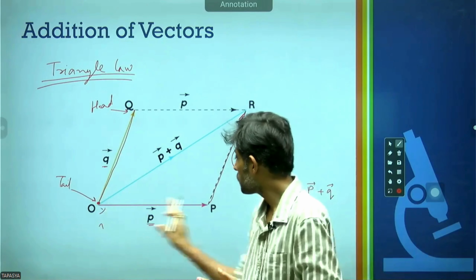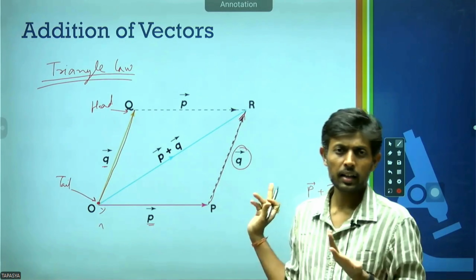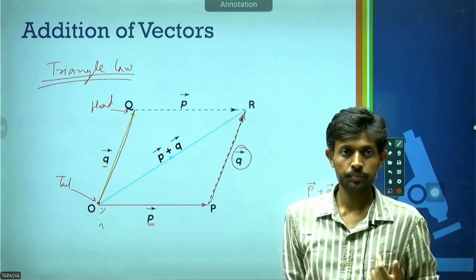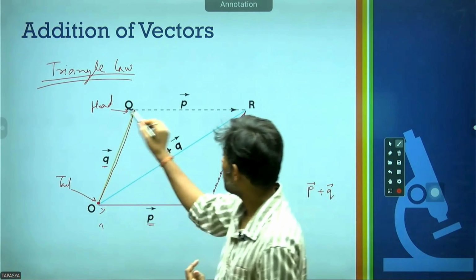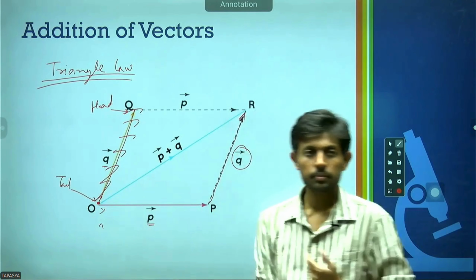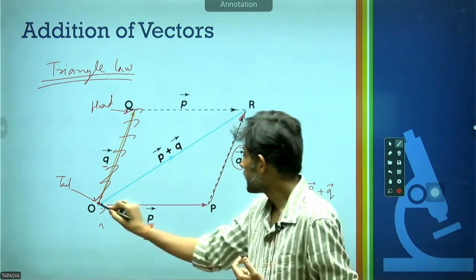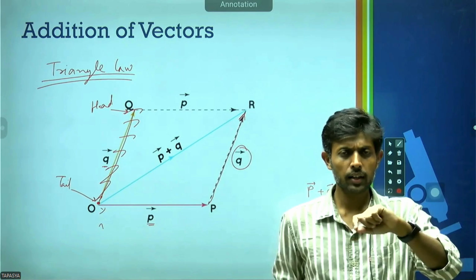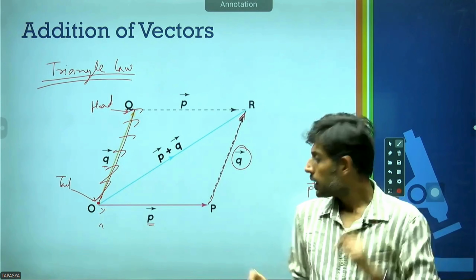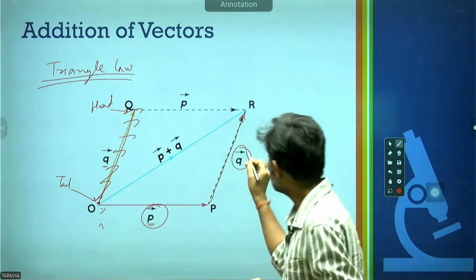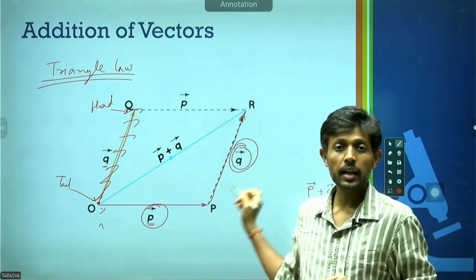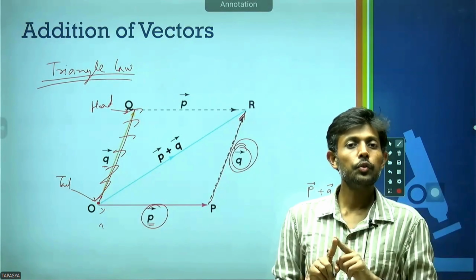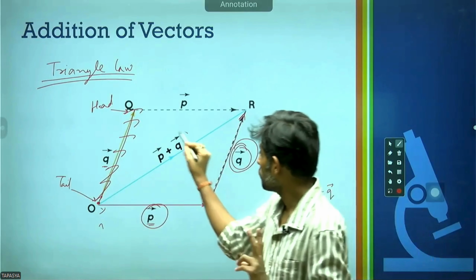I have rearranged the two vectors. P was already there, I did not disturb it. Q, I brought it from here to here. Now you forget about this, okay? You forget about this. This is one vector, this is one vector. The triangle law of vector addition says that the sum of these two vectors is going to be the third side of this triangle. That will give you the magnitude of P plus Q.